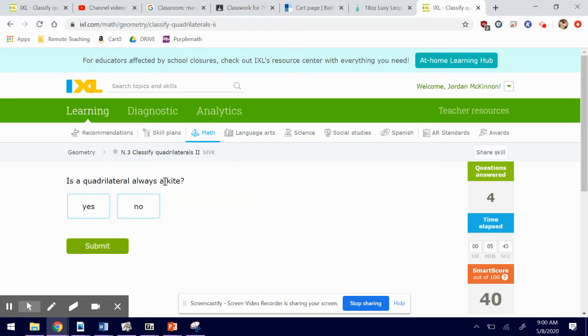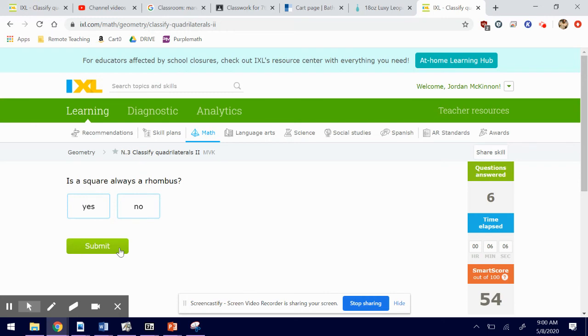Is a quadrilateral always a kite? Well, no, because a quadrilateral could be a parallelogram, could be a rectangle, could be a square, so it is not always a kite. Is a rhombus always a quadrilateral? Does a rhombus always have four sides? Yes, it does. So that means that it's always a quadrilateral.